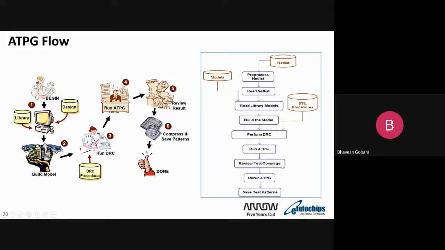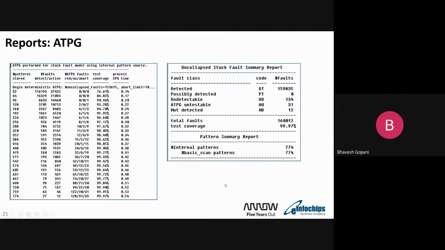Let's say my design has 50 blocks, and in one of the blocks I have very little coverage. I need to review why the coverage is less, and based on the coverage, where are the points I can improve. I first need to do that kind of analysis, and based on that we rerun the ATPG. Once we rerun the ATPG and the coverage is the expected 99%, we can save the patterns and go for the next step. The next step would be simulation.